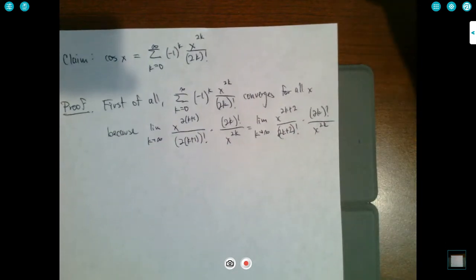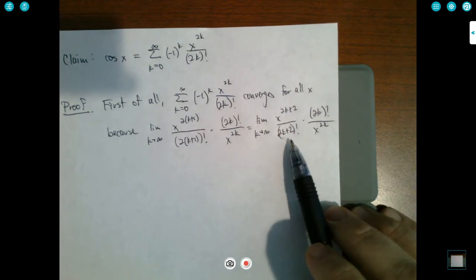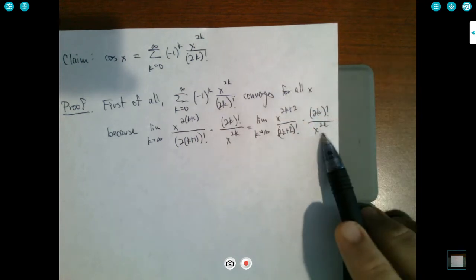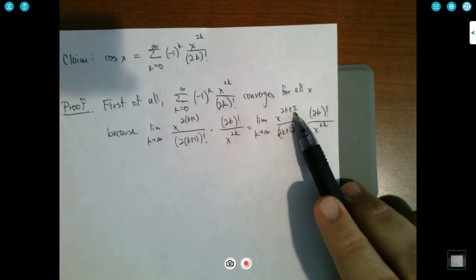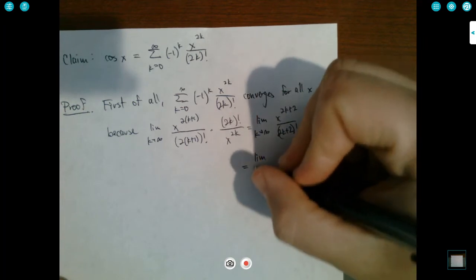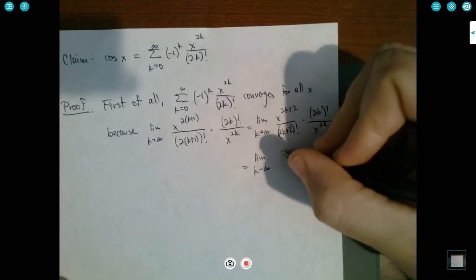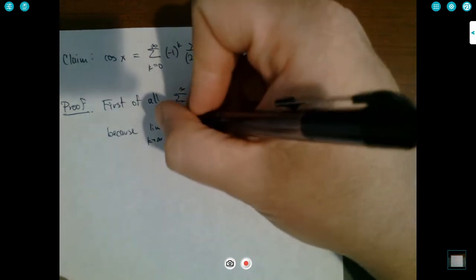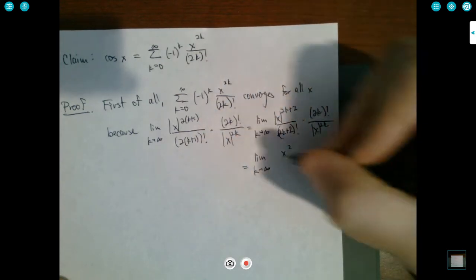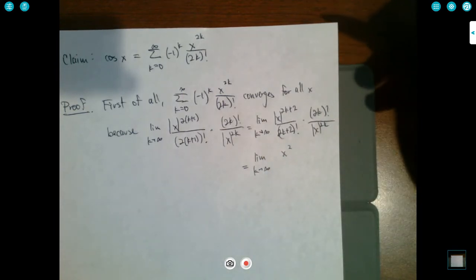And I'm going to be a little bit sloppy here and just say, okay, so here I would have 2k plus 2 times 2k plus 1 times 2k factorial. And so that factorial is going to cancel with that 2k up there. Here I would have x to the 2k times x squared, and the x to the 2k's would cancel. So at the end of the day, I'm going to end up with an x squared here. Oh, and I should have absolute values around all of my x's, but the absolute value of x squared is still just x squared, so I can drop the absolute values at that point.